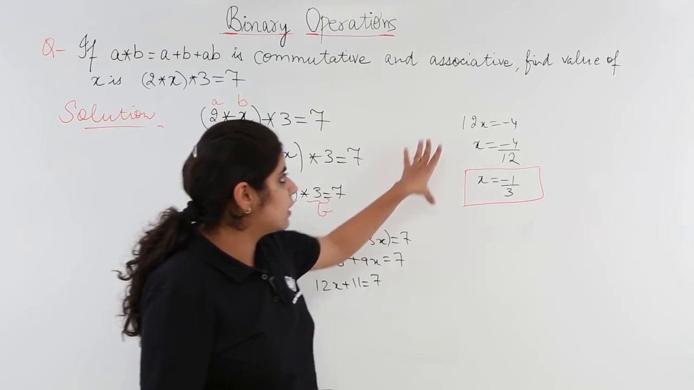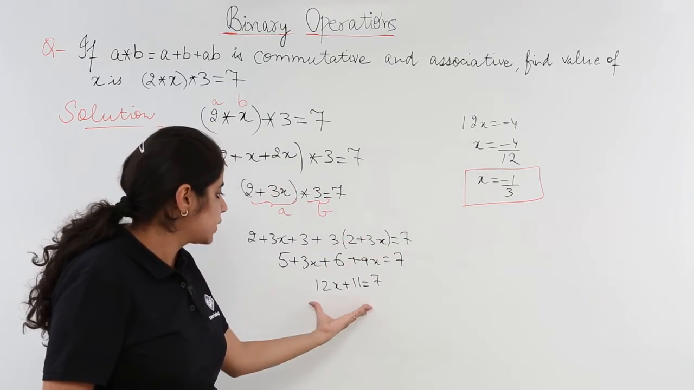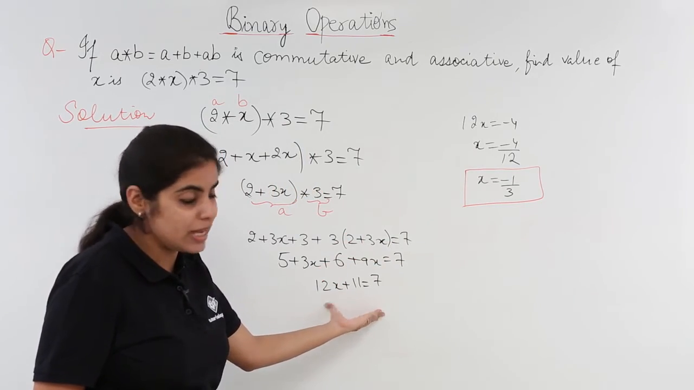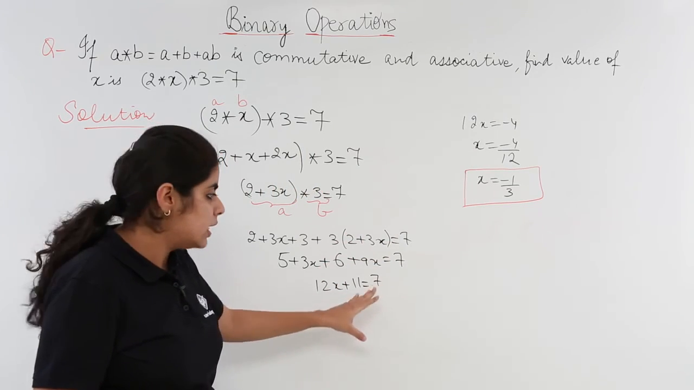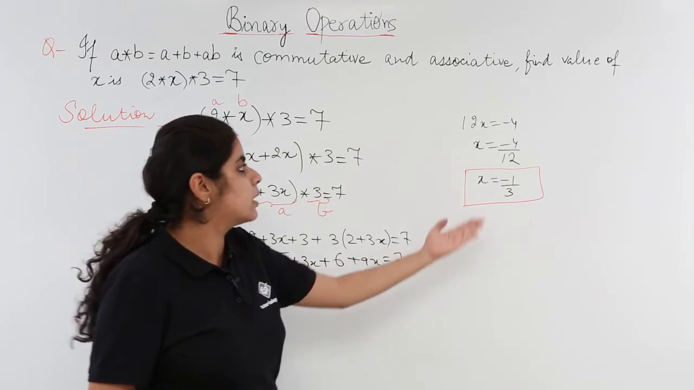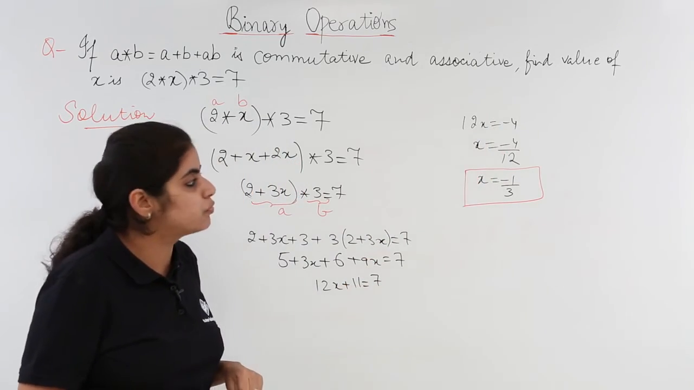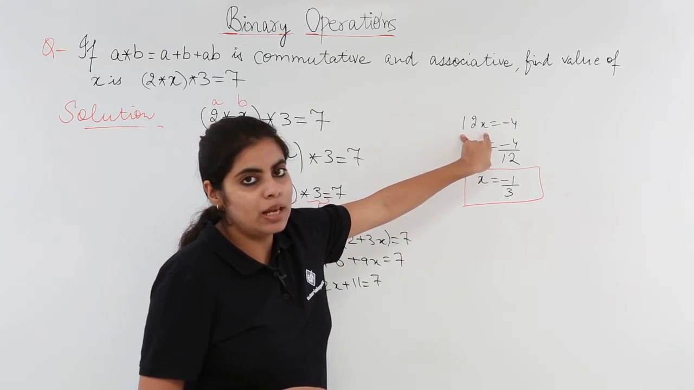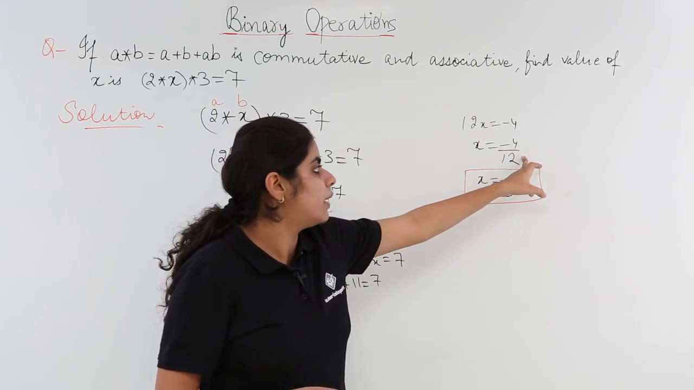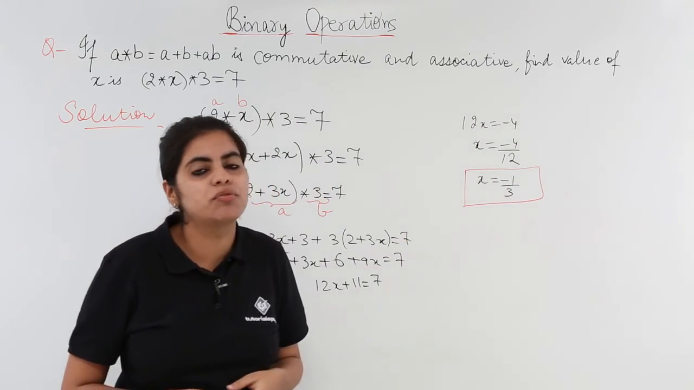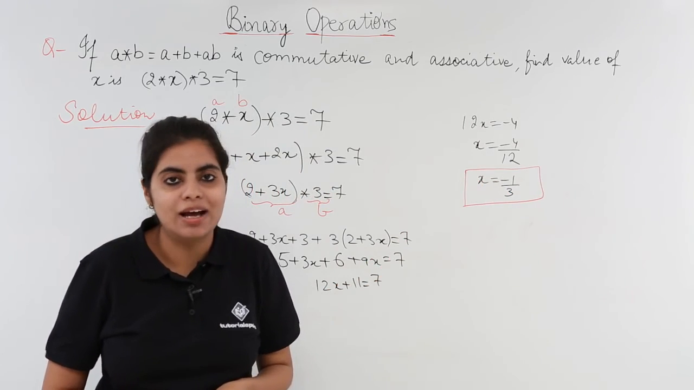I would like to repeat this category of solution again, that we were supposed to find the value of x. 11 and 7 were here, 11 transposed that side, so it becomes 7 minus 11, which is minus 4. Now x multiplied by 12, so the 12 factor comes down, 4 1s are 4, 4 3s are 12, minus 1 upon 3 is the answer.